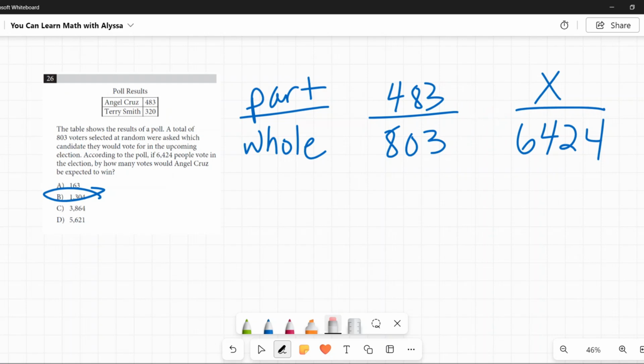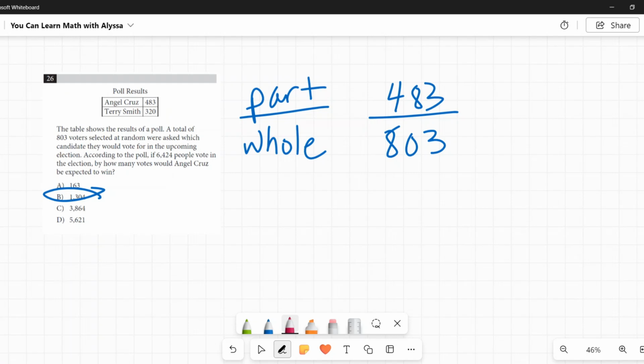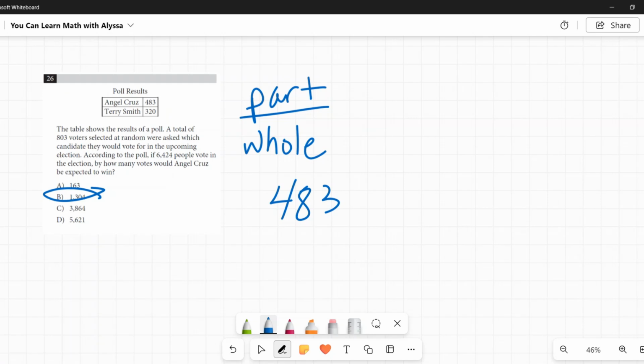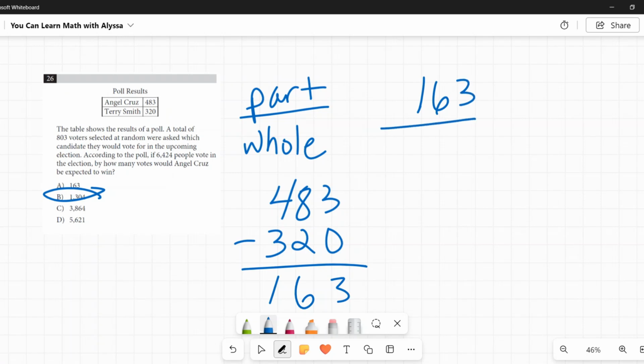So the other way you can do this, which is sort of one less step, is you don't have to find what votes Angel gets, then what votes Terry would get, and then subtract them. You can find in this original poll how much he won by, and then use that to set up your proportion and just do that one proportion. So in that first one, Angel got 483 and Terry Smith got 320. So Angel in that poll won by 163 votes.